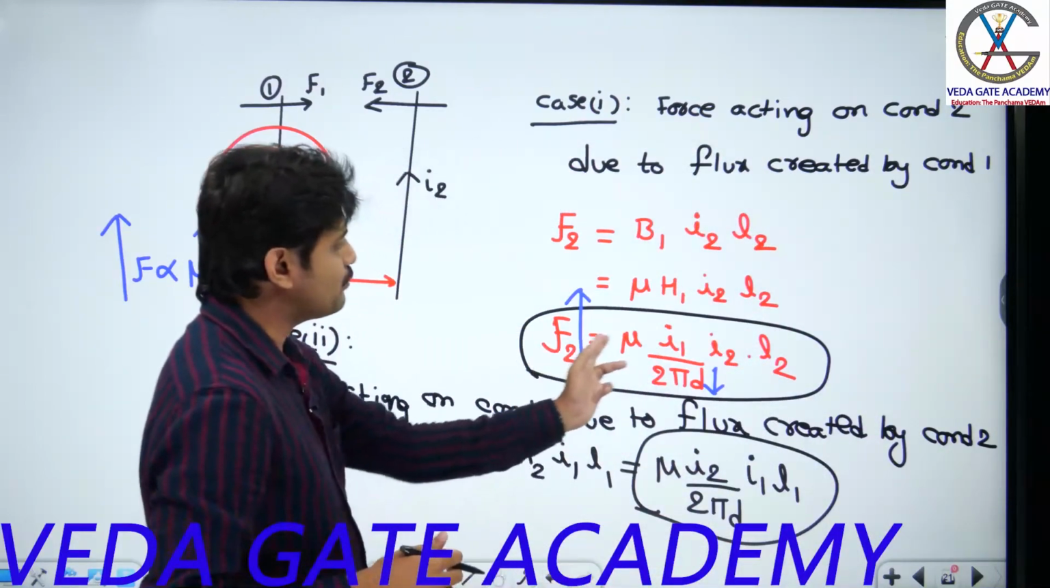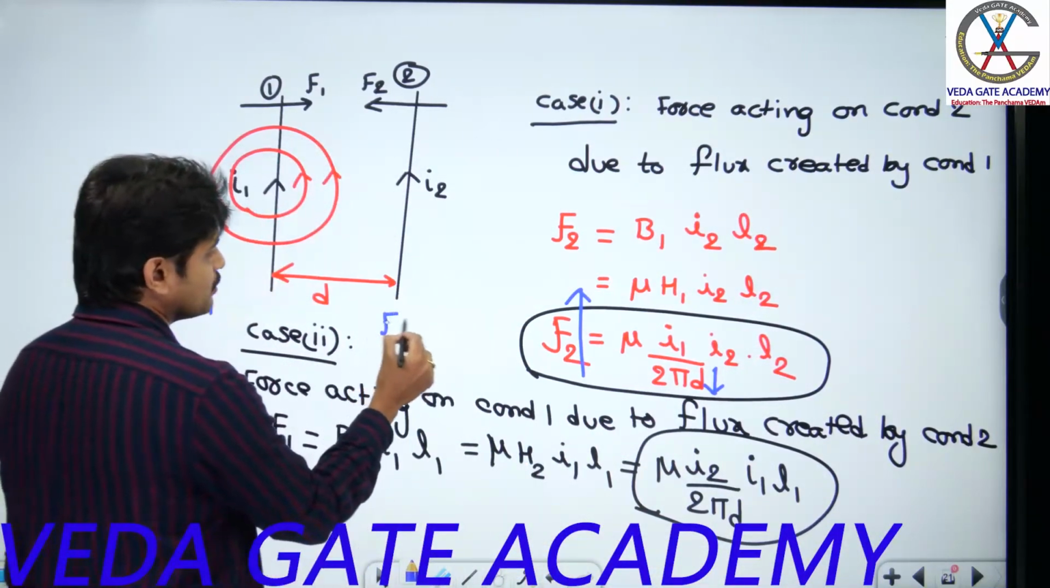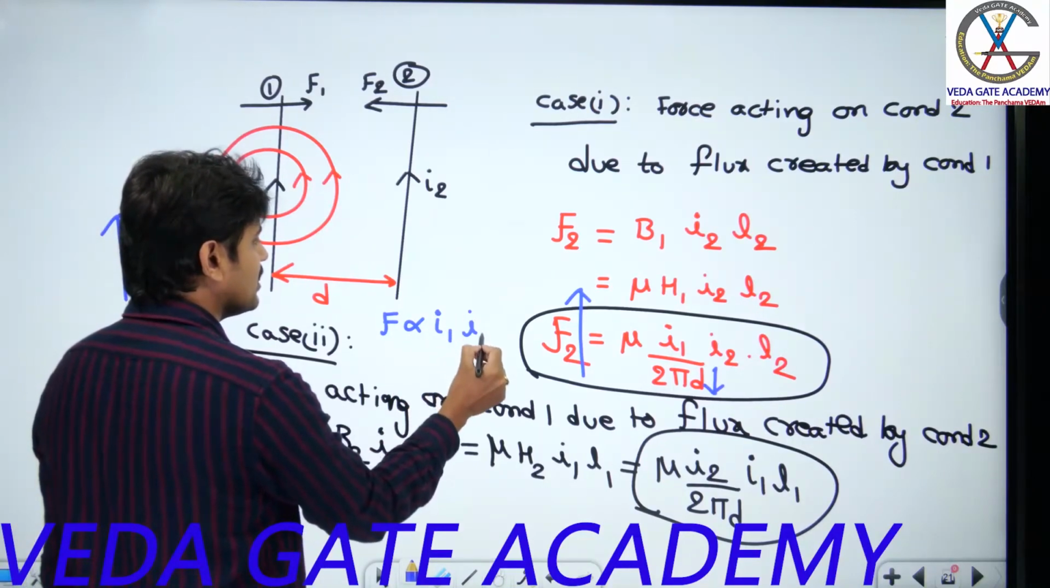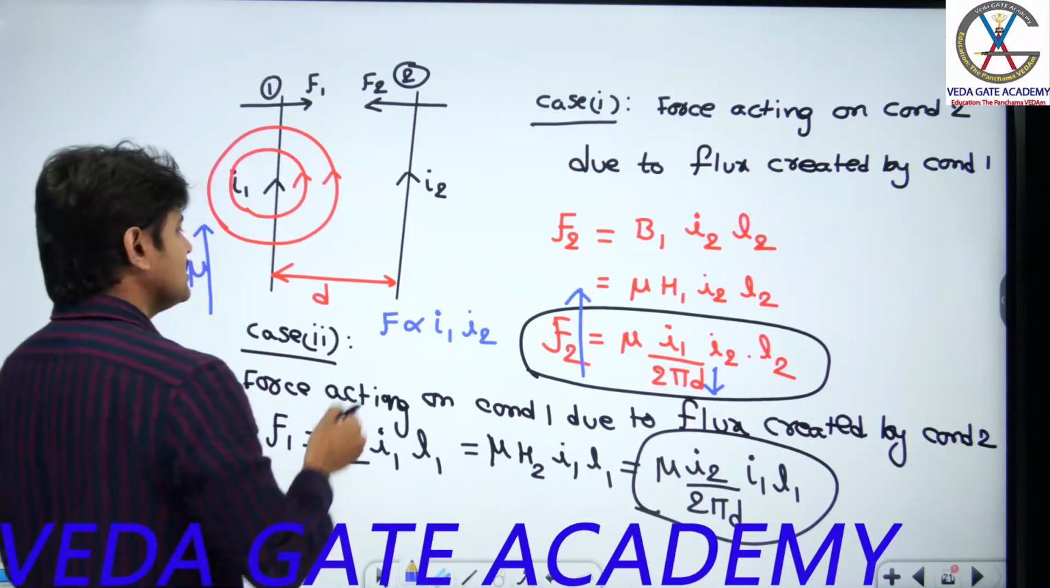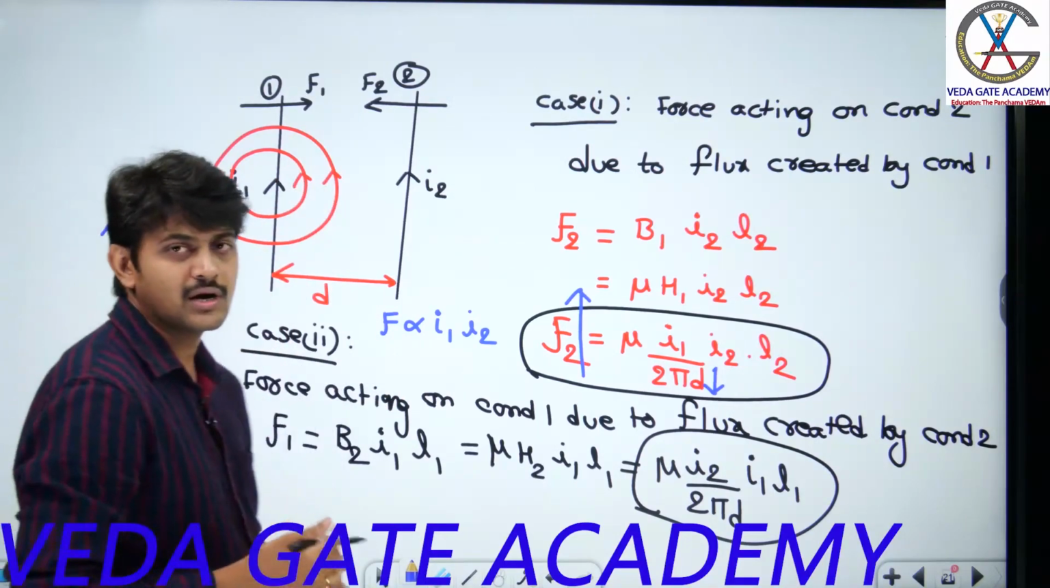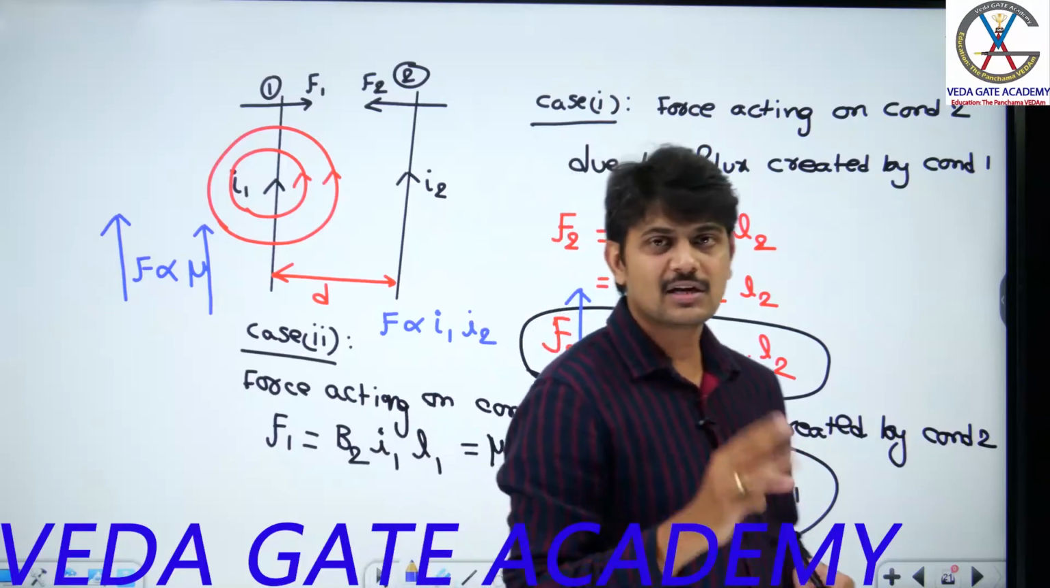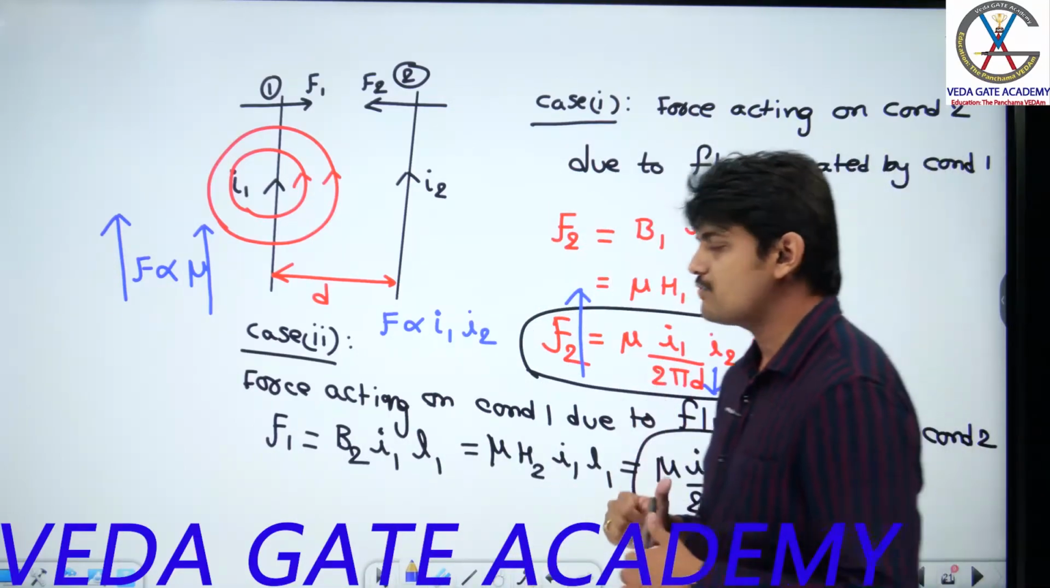Similarly, the force is also directly proportional to the magnitude of the currents I1 and I2. If the current flowing through these two conductors increases, then the amount of force experienced by the two conductors also increases. These are the three important observations you have to understand from these formulas.